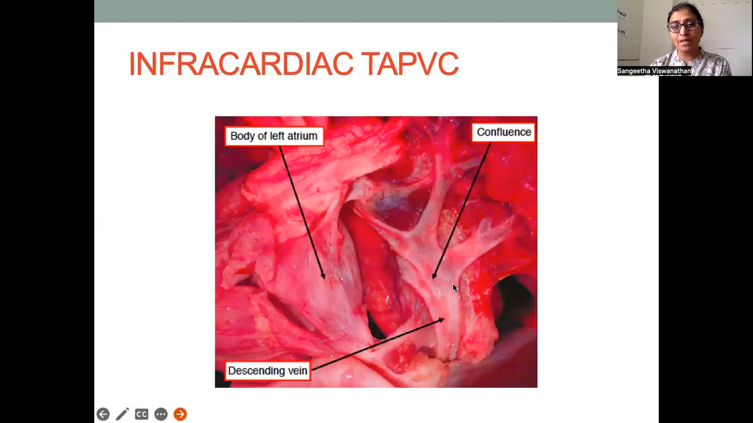Infracardiac TAPVC, usually the veins will enter like this, it's called an inverted fern tree pattern. I remember from my training days reading it in some textbook. So basically you see how it's like an inverted fern tree, and it goes down, it descends below the diaphragm. That's through the descending vein, and then because it enters the liver, there is obstruction at the level of the liver parenchyma, the liver sinusoids, and then it comes back into the right atrium.